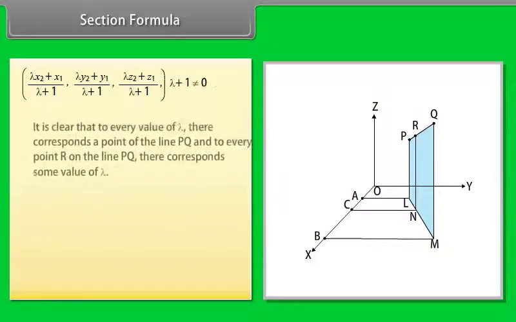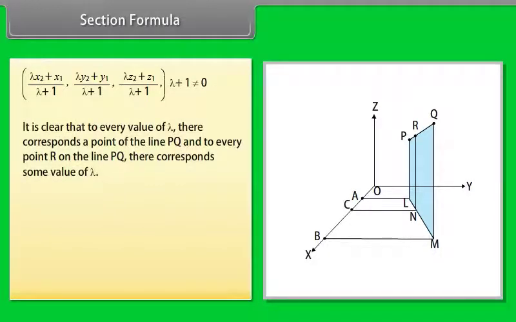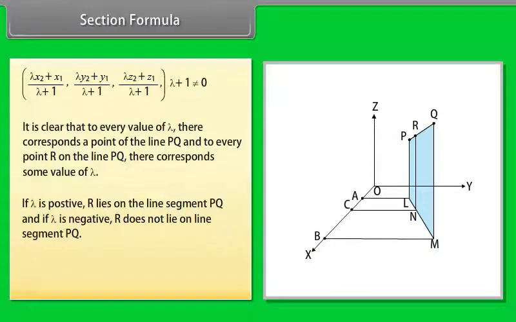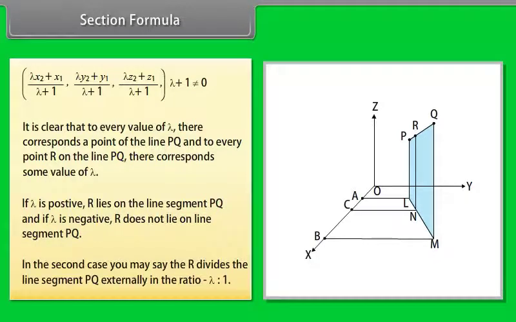It is clear that to every value of lambda, there corresponds a point of the line PQ, and to every point R on the line PQ, there corresponds some value of lambda. If lambda is positive, R lies on the line segment PQ, and if lambda is negative, R does not lie on the line segment PQ. In the second case, you may say that R divides the line segment PQ externally in the ratio lambda to 1.